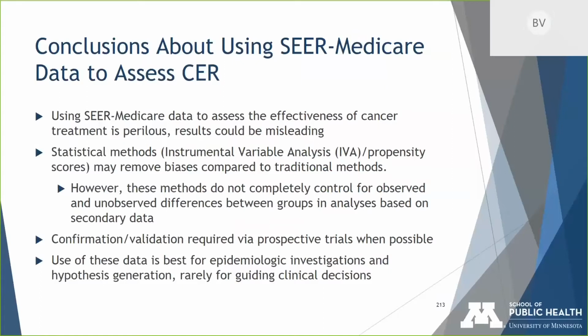So what that, I think, means is that using SEER-Medicare data to assess the effectiveness of cancer treatment is perilous. The results could be misleading. There are statistical methods, propensity score matching, that will help you take into account observed differences between groups. Instrumental variable analyses should help you cover some of the unobserved differences. However, they need to be very carefully thought through as to the inference that can be drawn. And there aren't any statistical methods that are going to completely control for all of the differences between groups in analyses based on secondary data.